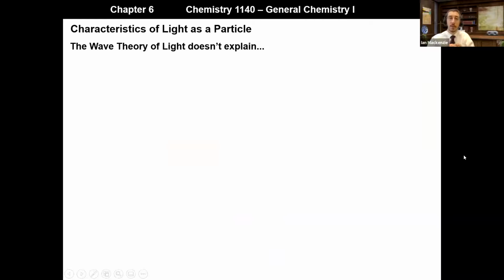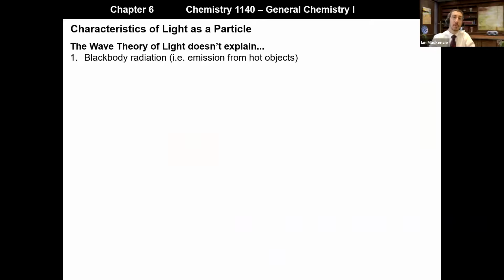So all this time we've been talking about light as being a wave, but at the end of the 1800s and early 1900s, when scientists were studying light and also studying the early atomic theory, remember this was around the discovery of the electron and the proton, what they noticed is that the wave theory of light doesn't explain several natural phenomena.